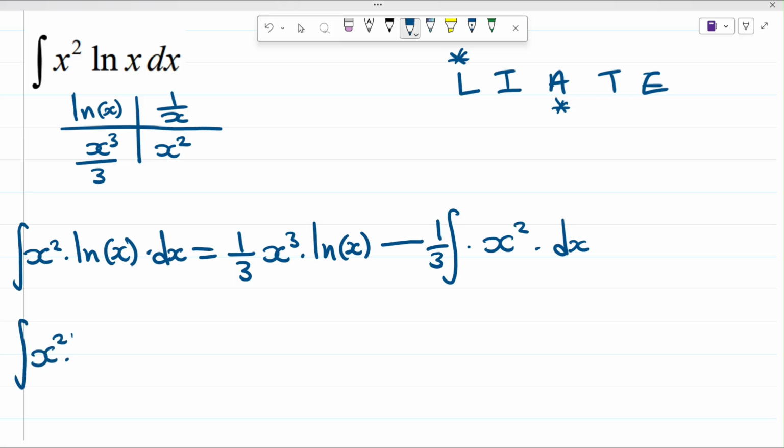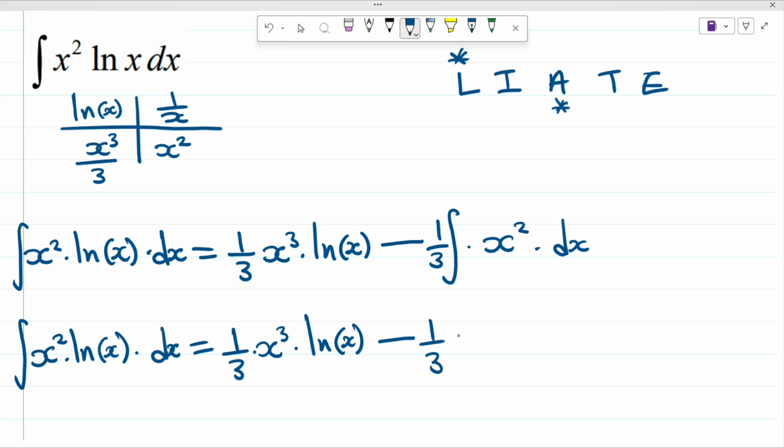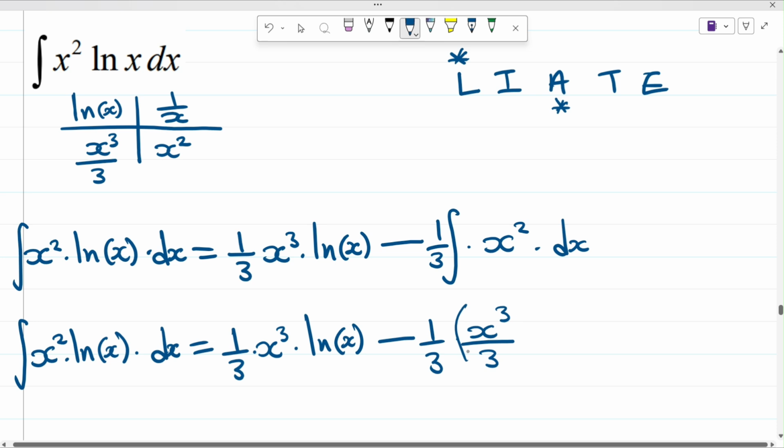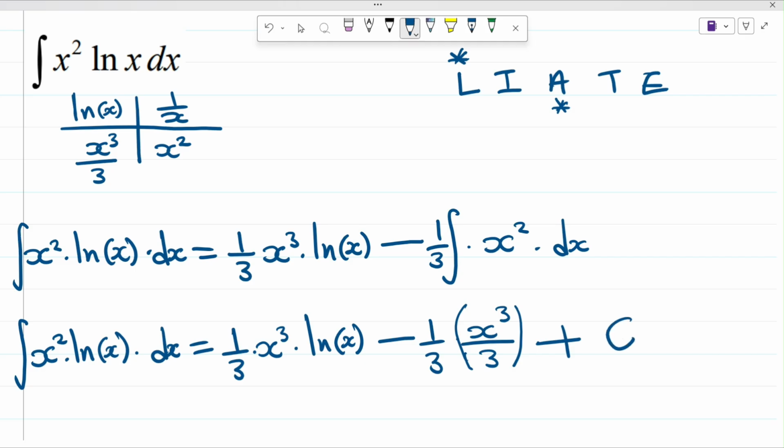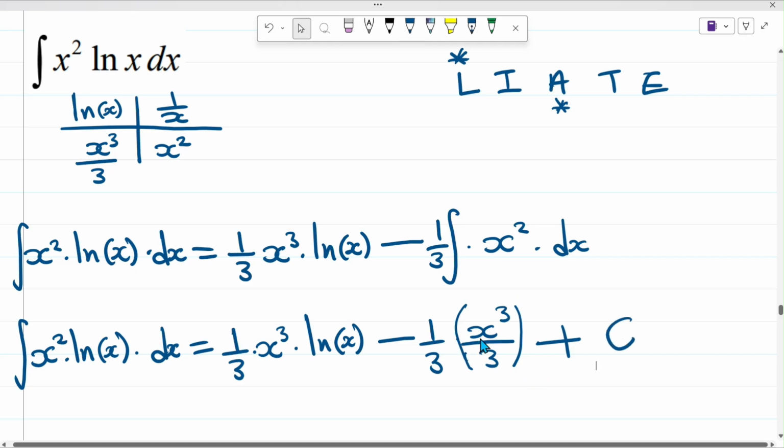So the integral of x squared ln of x dx is going to be equivalent to, I copy 1 over 3 x cubed multiplied by ln of x, and then minus 1 over 3, of course. Then I integrate my x squared, it becomes x cubed over 3. So that x cubed over 3 multiplies that other 1 over 3, then plus c.